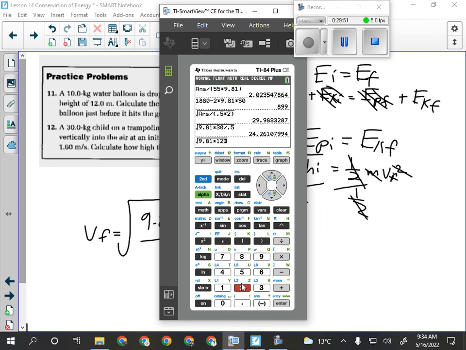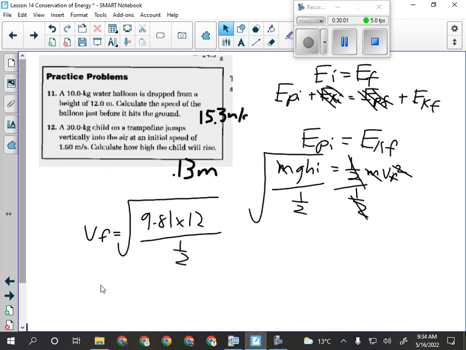Okay, 15.3 meters per second. All right, everybody okay with that one?